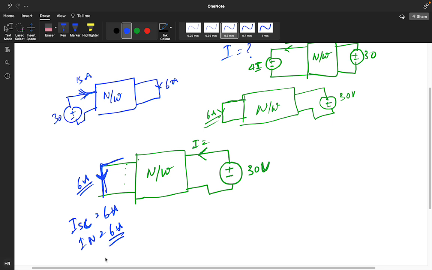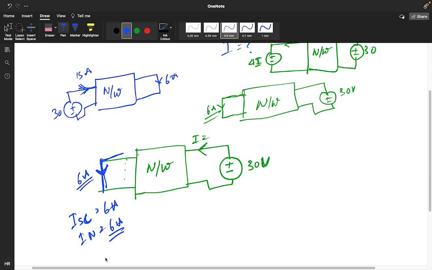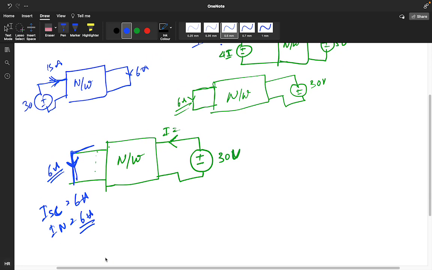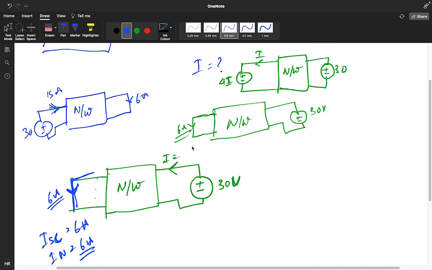What about the voltage? ISC we know, ISC is 6 ampere. What about your RN? What will the RN value be? If you want to find the value of RN, what do we do? All the voltage sources will become short circuit, right? All the voltage sources will become short circuit.